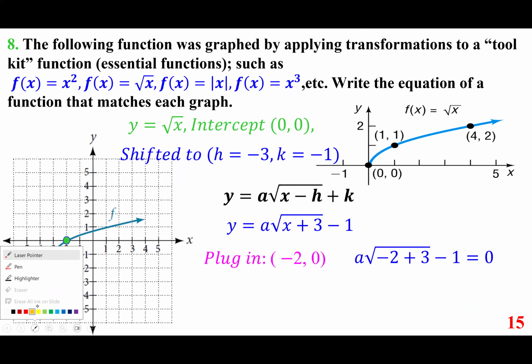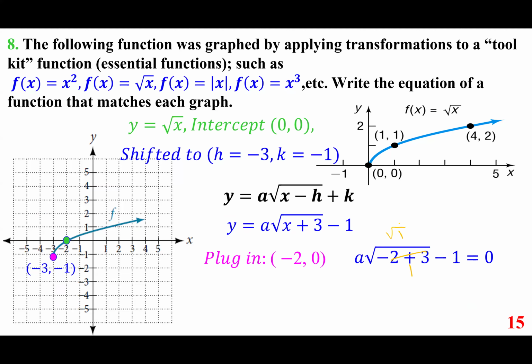And we get, let's see, this is 1. So square root of 1, okay, is 1. So a minus 1 is 0, which makes a 1, and replace it here. And that's your function.